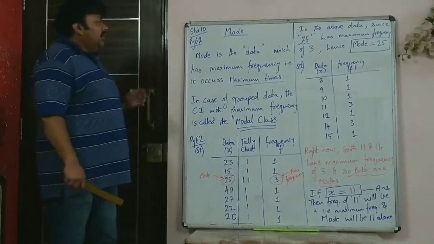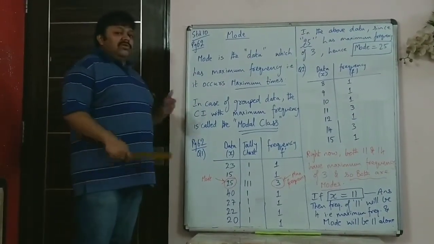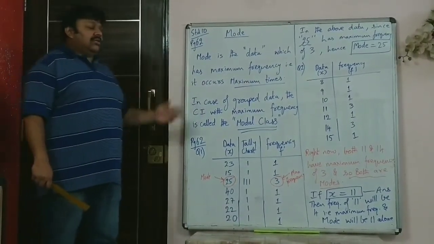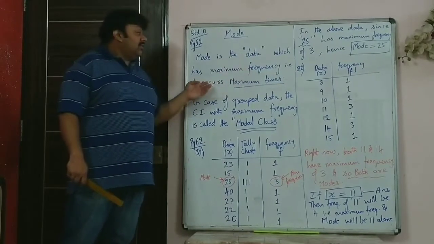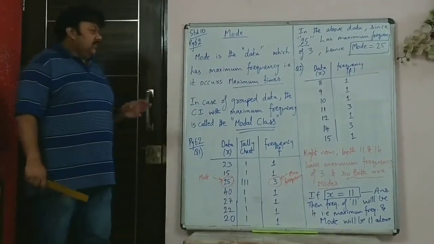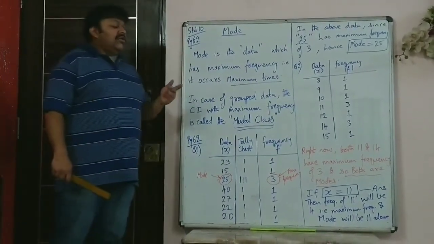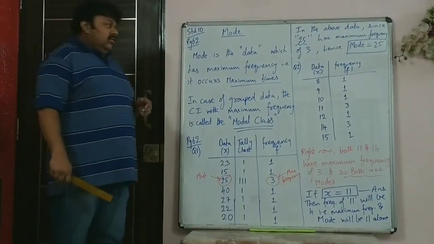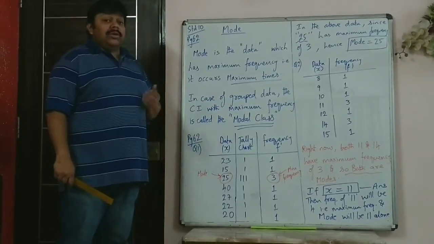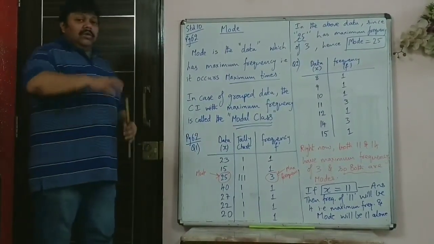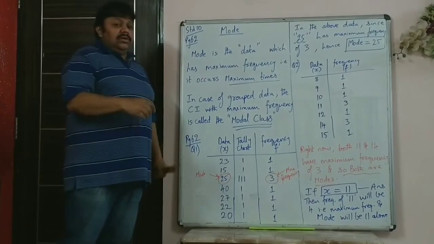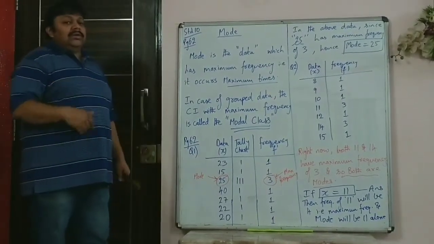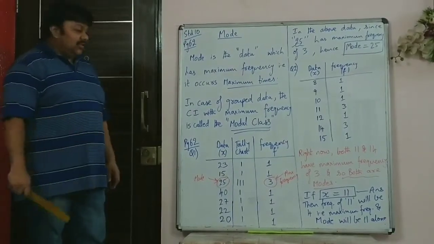So mode, what is mode? This you didn't have in 9th standard. You did mean and median in 9th standard. Mode is the simplest. It is the data which has maximum frequency. That is the data which occurs maximum times in a given set of data. It is not something in the middle, it is not something like average or anything, it is just the data which occurs the maximum number of times.